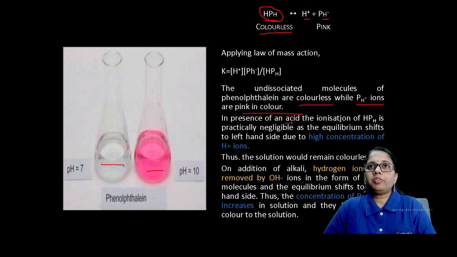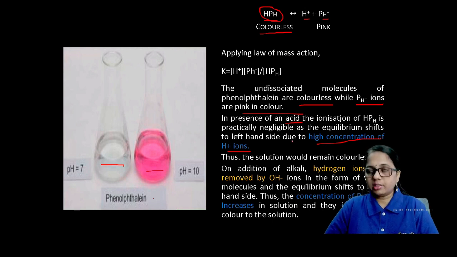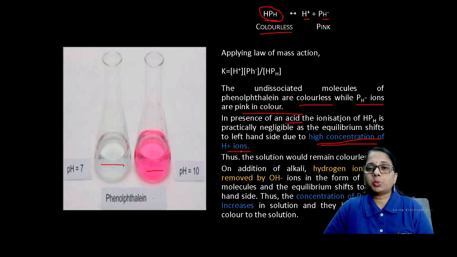So in the presence of an acid, the ionization of this HPH is practically negligible, as the equilibrium shifts to the left-hand side due to the high concentration of H+ ions, okay. So what happens if acid is present in your analyte? High concentrations of H+ ions are going to be present. Then the left-hand side reaction will be there. That means it is going to be in the unionized state. So HPH is going to be more. Then the solution would remain colorless, okay.